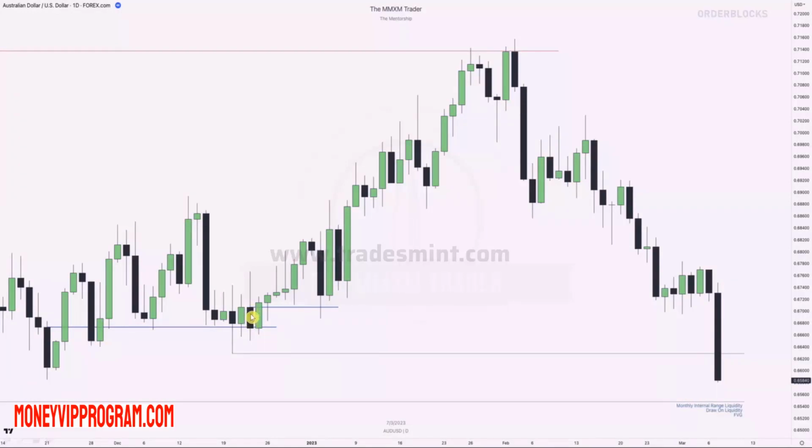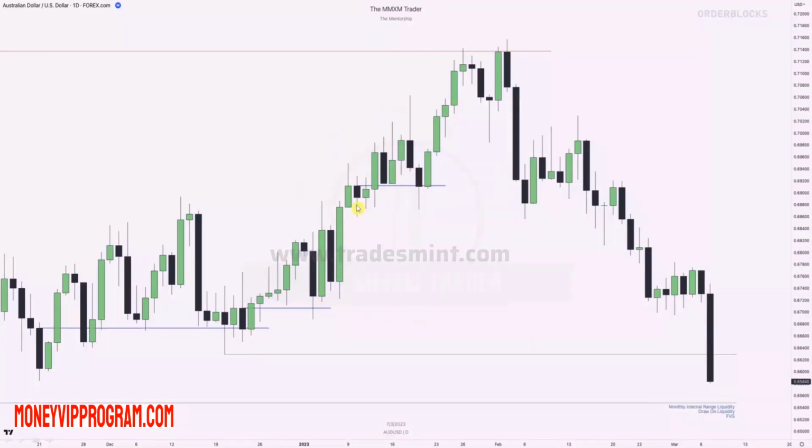Another one over here, right? Forming a swing low in a key level, which is this order block down here. Price moves up once again, taking out buy stops over here. Price hits an imbalance, so what does it do? It hits a key level, right? So forming an order block over here.